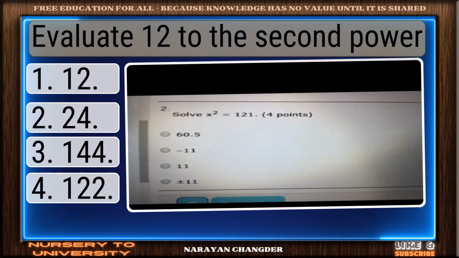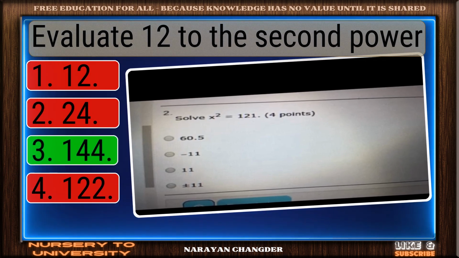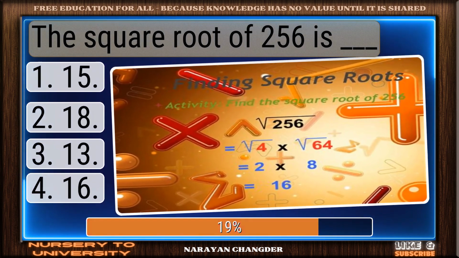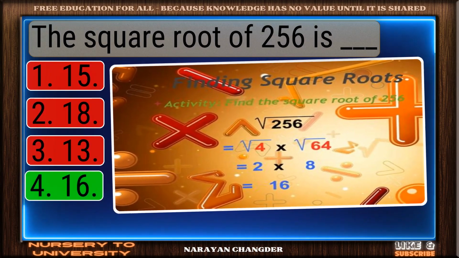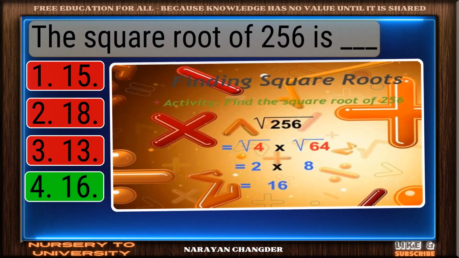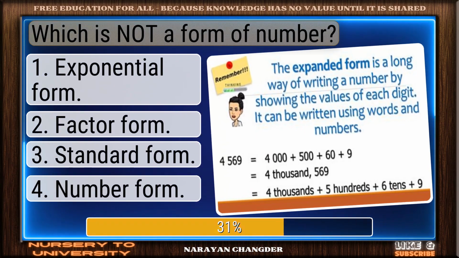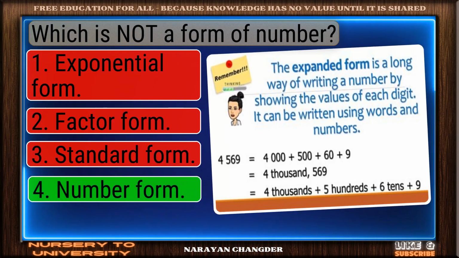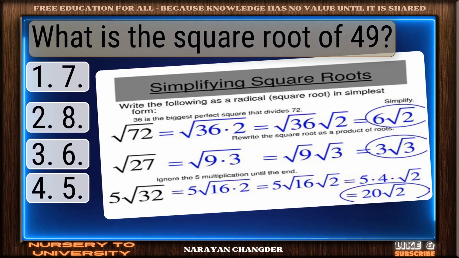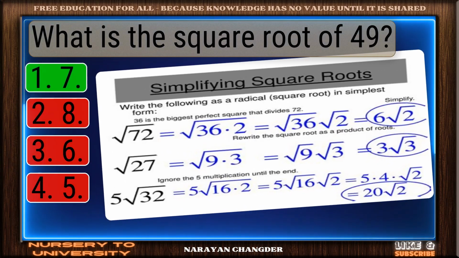Evaluate 12 to the second power. 144 is a solid answer. The square root of 256 is dash. Correct response. 16 is the most accurate answer. Which is not a form of number? On track, number form is the correct answer. What is the square root of 49? Well done. 7 is the right choice.